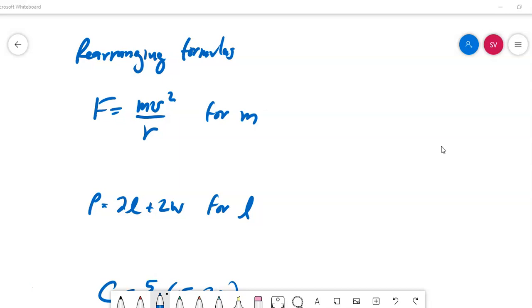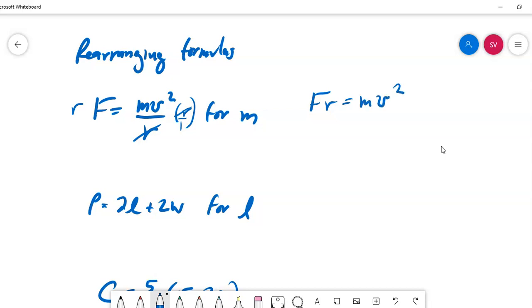Alright, so I have F equals mv squared over r. I want to solve for m. So first we have an r attached to the m by division. So what's the opposite of division? Multiplication. R is the same as saying r over 1. You can see that the r's cross cancel. So I get fr is equal to mv squared.